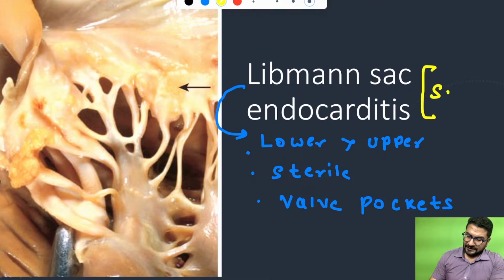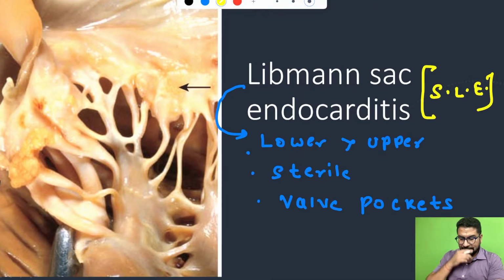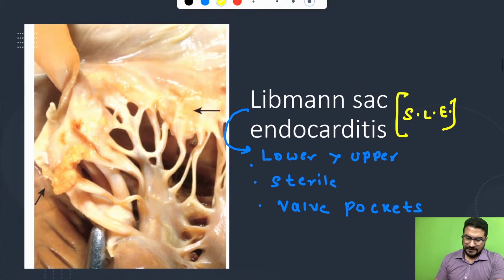In infective endocarditis, where will you see the vegetations? On the upper surface, right? This is your Libman-Sacks endocarditis. So you will see vegetations on valve pockets and these vegetations are sterile.